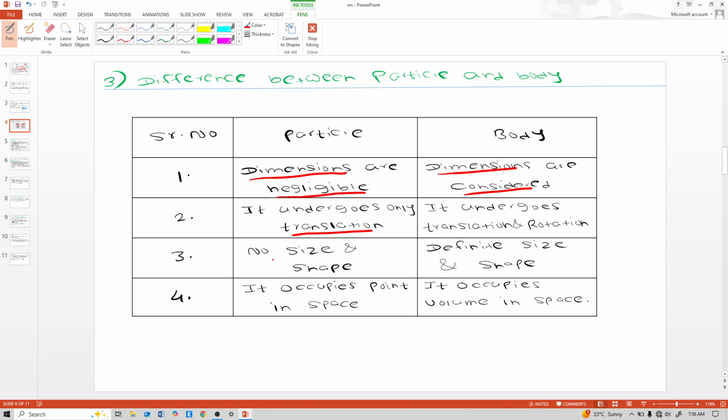Third, a particle has no size and shape, but a body has size and shape. A particle occupies a point in space and a body occupies volume in space. See, that is very important. Point and volume, a very important difference. A body occupies volume and a particle occupies a point.